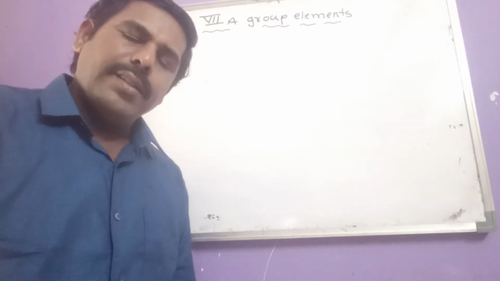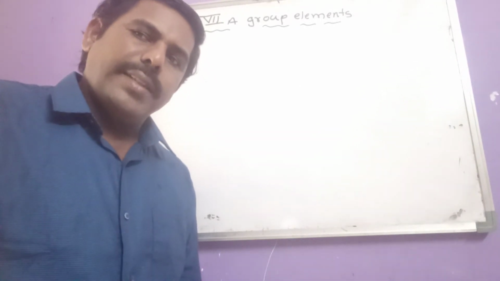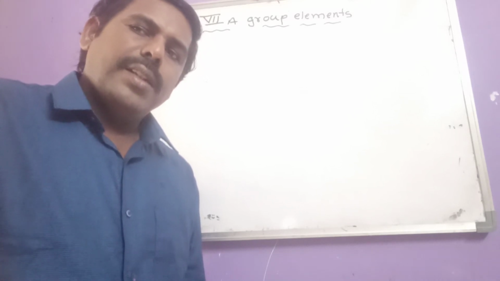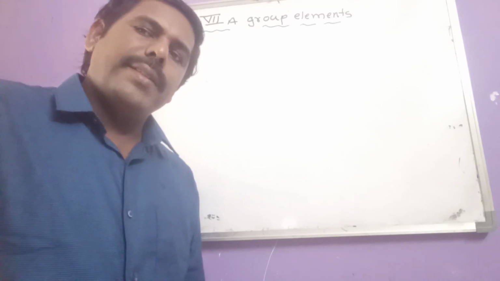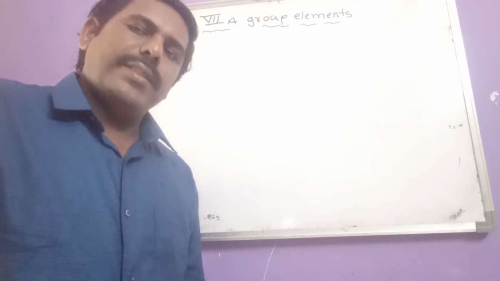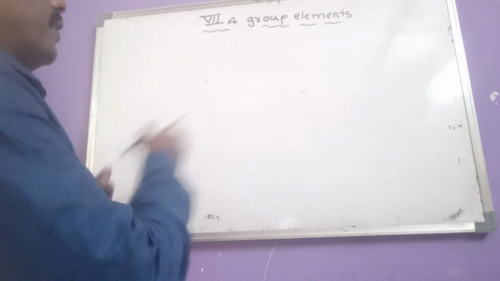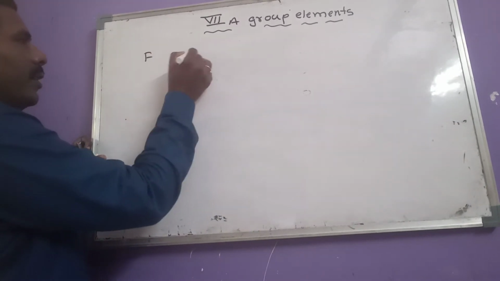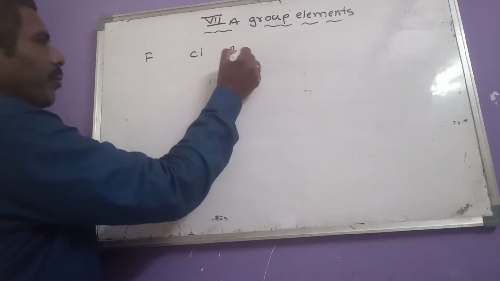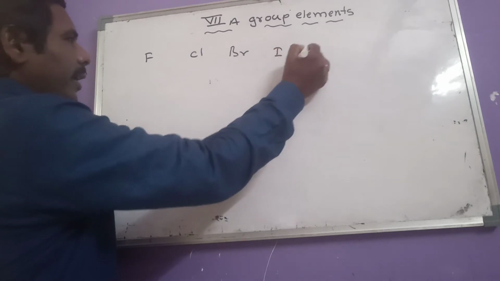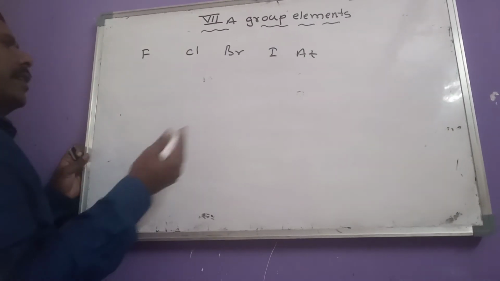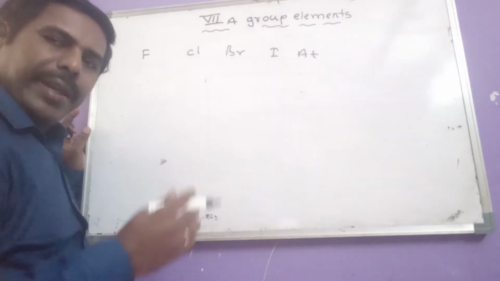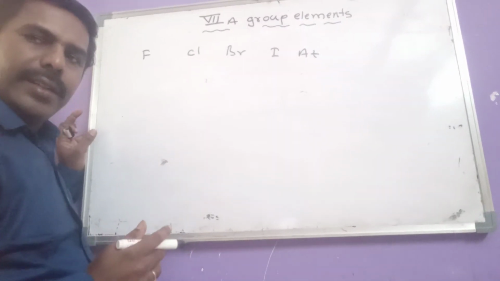Hello to everyone. In this video, let us discuss 7A group elements, halogens. So, what are the general properties of halogens? First, what are 7A group elements? Fluorine, chlorine, bromine, iodine, astatine. These are 7A group elements of the p-block in the periodic table.